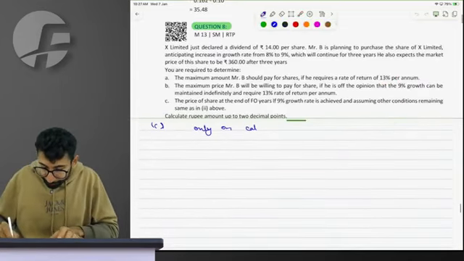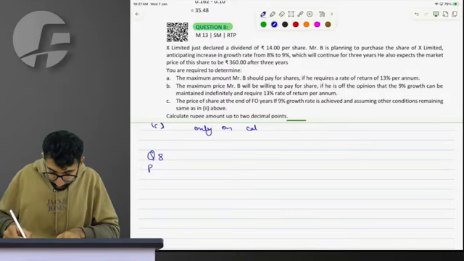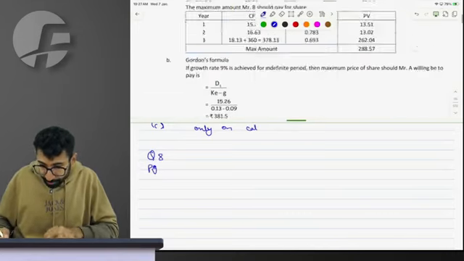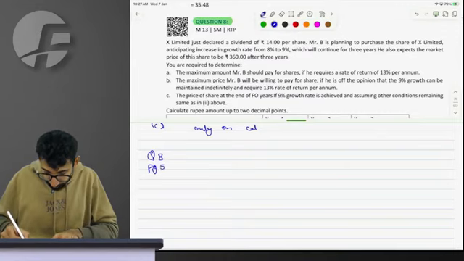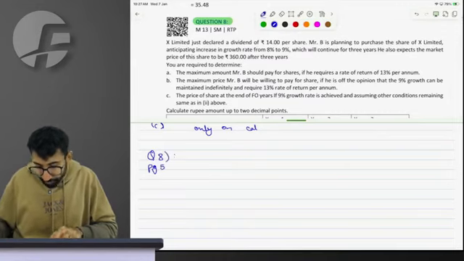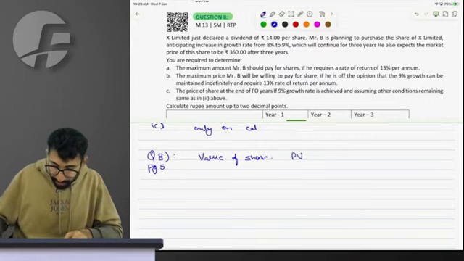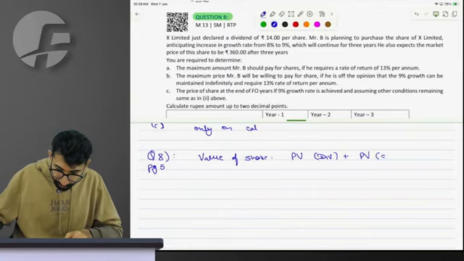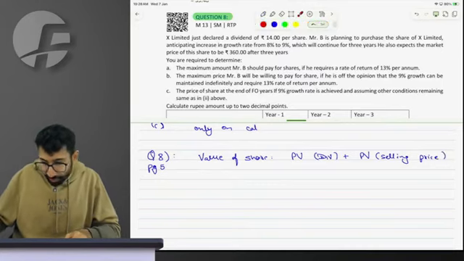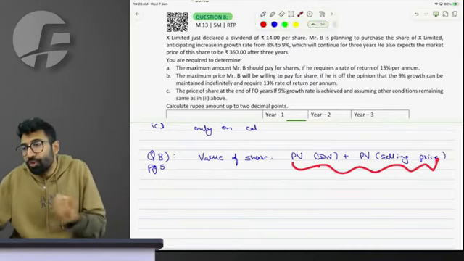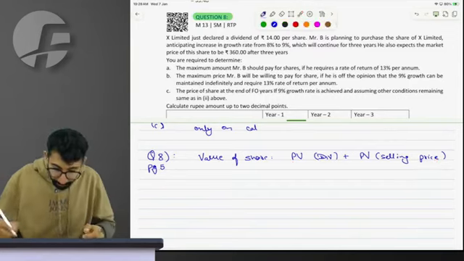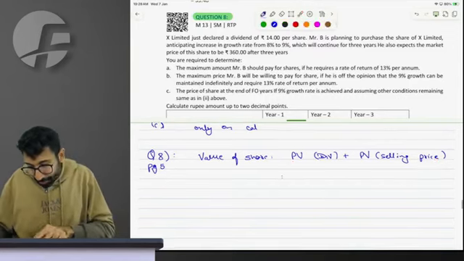Question number 8 in your notebook. Question number 8, page number 5. Value of share is equal to present value of dividends plus present value of selling price. This is something, even if you don't write it, it is okay, but writing gives you a sense of what you are doing, right? For example, sir, how much is the present value of dividend?